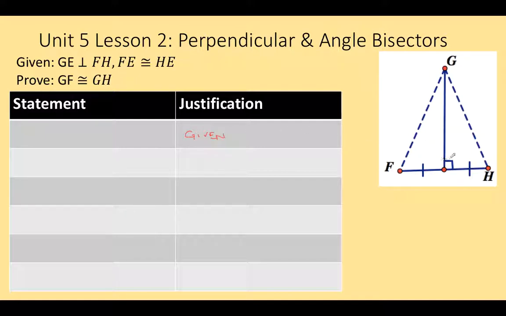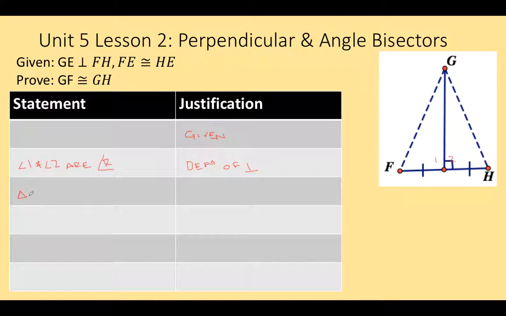Well, I know that I have right angles. So I'm going to call this angle 1. I'm going to call this angle 2. So we'll say angle 1 and angle 2 are right angles. How do I know they're right angles? Well, that would be by the definition of perpendicular. And because I have right angles, I know that I have right triangles.